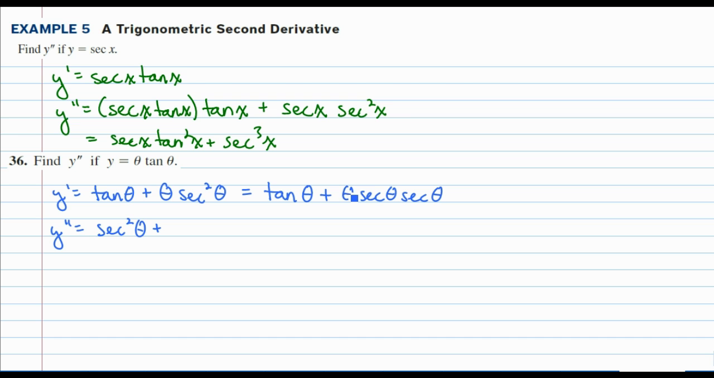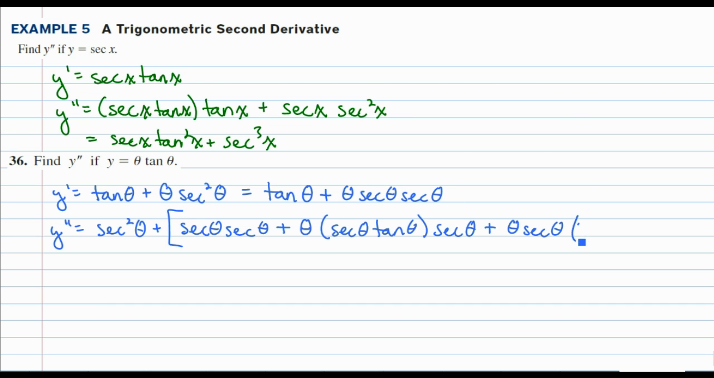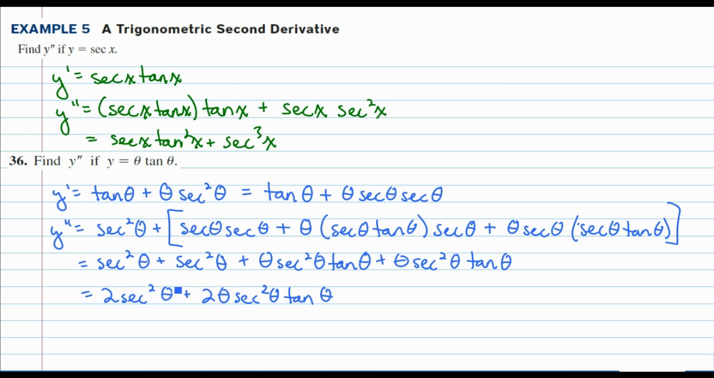So first I'm going to take the derivative of theta, which is 1, so I have secant theta, secant theta. Now I'm going to leave theta and take the derivative of the middle secant, which is secant theta tangent theta, and then times that last secant, which we left alone. Plus, a third piece of this version of the product rule: leave theta alone, leave the first secant alone, and now take the derivative of the second secant, which is secant theta tangent theta. Now it will definitely benefit us to simplify some of this. I get 2 secant squared theta plus 2 theta secant squared theta tangent theta.